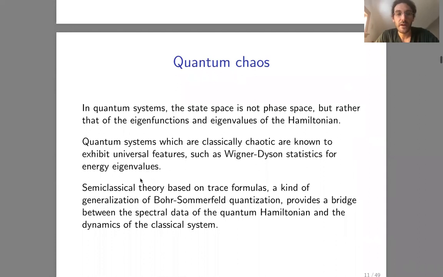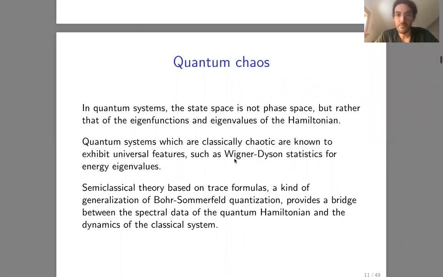In quantum chaos, there's no phase space. Generally, the state space is not phase space, but rather that of the eigenfunctions and eigenvalues of the Hamiltonian. And so one needs to formulate things in terms of those. A connection that was made in the 80s was that quantum systems which are classically chaotic are known to exhibit certain universal features, such as Wigner-Dyson statistics for the energy eigenvalues.